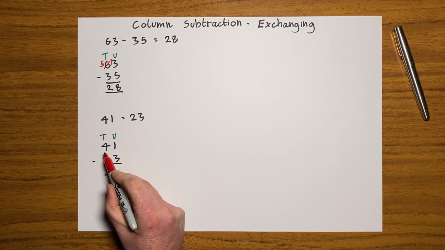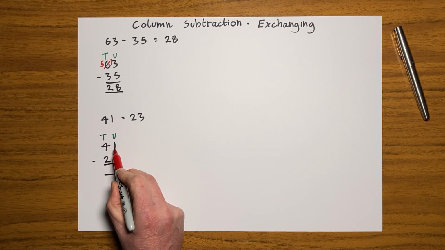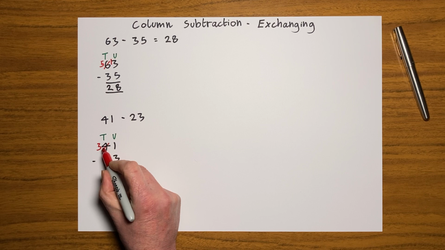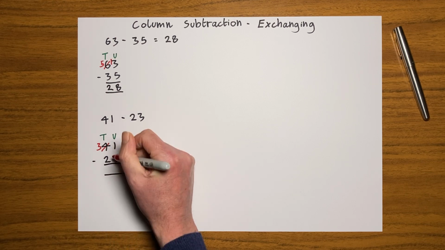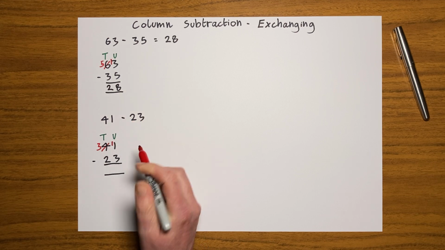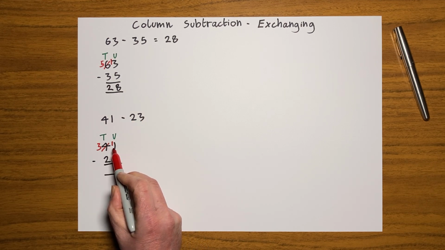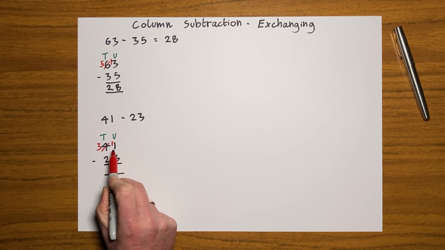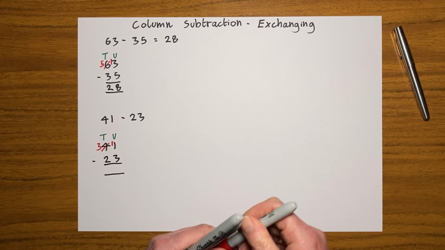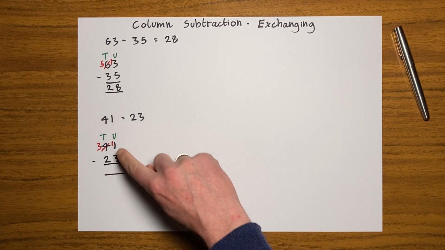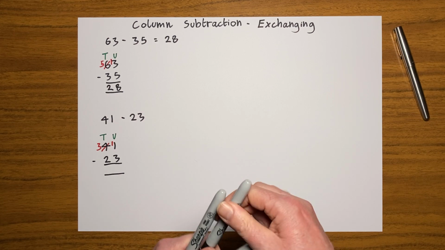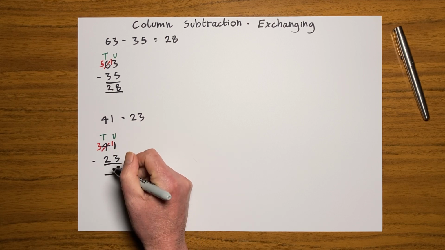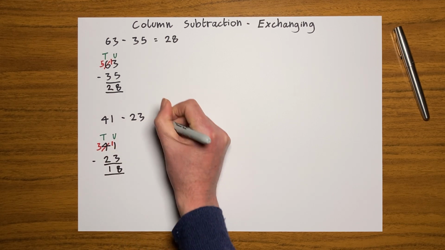So I'm going to have to do some exchanging. I'm going to have to move 10 from this column and move it over into this column. So if I take 10 from 40, I'm going to be left with 30. Move that 10 over here, and instead of having 1, I will have 11. And again, 30 and 11 makes 41, which is what I've got here. So I haven't actually changed the amount I've got here. I've just changed where the digits are in the column. And now I've done it, I can do 11 take away 3, which is 8. 30 take away 20 is 10. Give me an answer of 18.